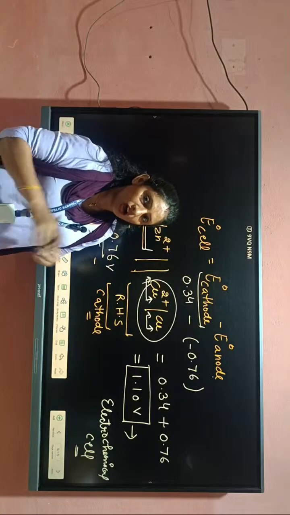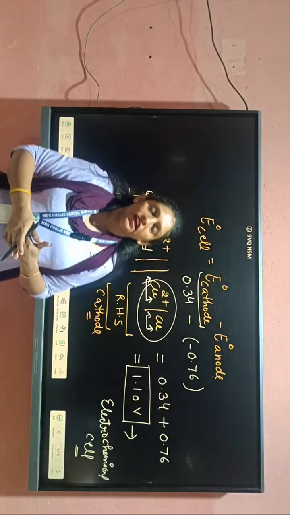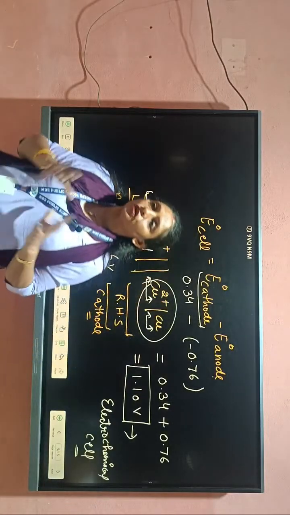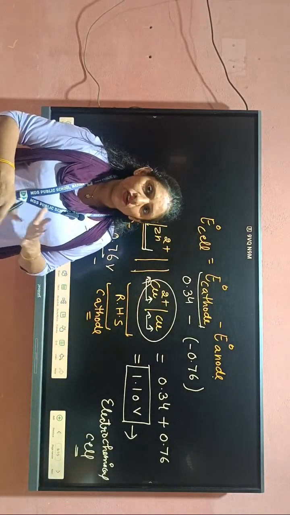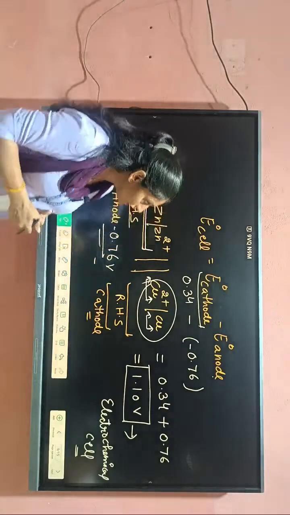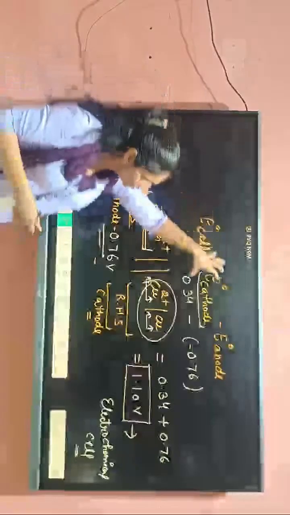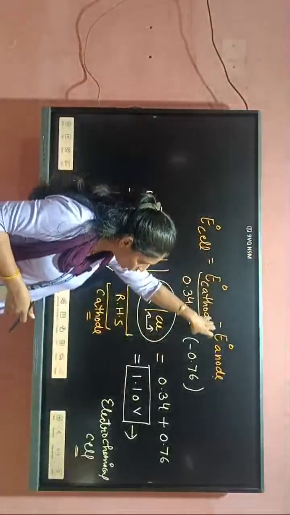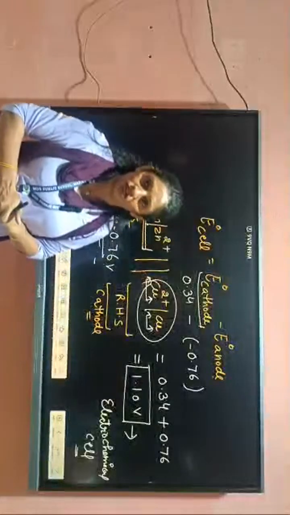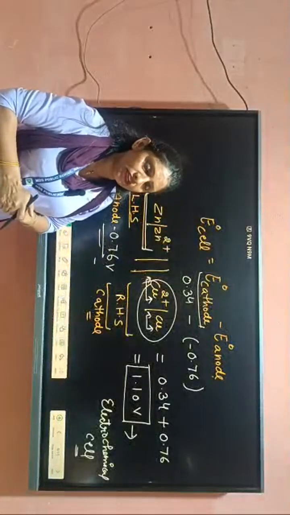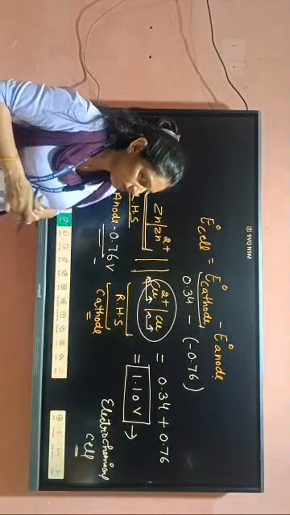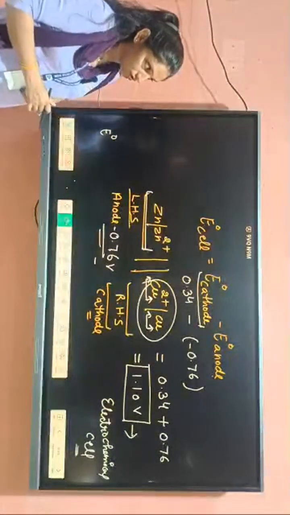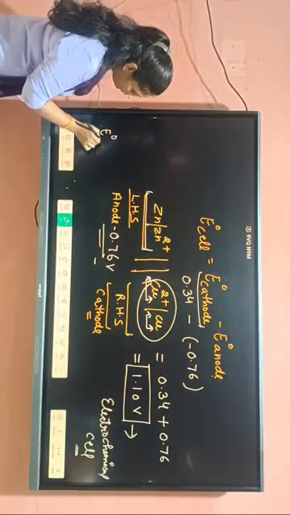Clear or not? So if other cell equations are also given to you, how can you calculate the standard electrode potential for that? The values will be given to you. Then students, you will use this formula: E naught cell is equal to E naught cathode minus E naught anode. Clear or not?